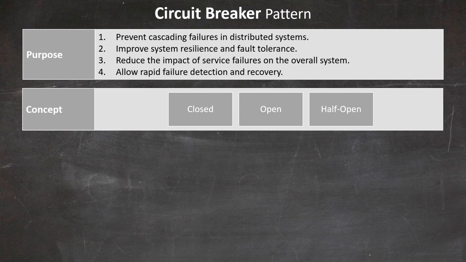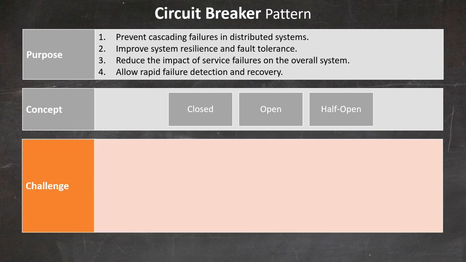To simplify, when a service fails repeatedly, the circuit breaker trips to the open state, preventing further requests. And, after a defined timeout, it switches to half open to test if the service has recovered. Now, there are always challenges and common mistakes to avoid when implementing this pattern to enhance the resilience and reliability of your microservices architecture.